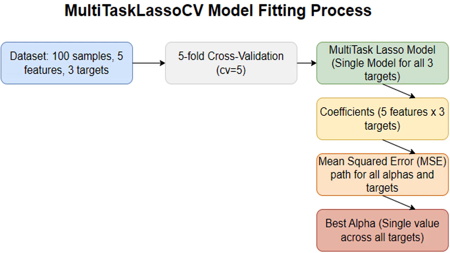I have a dataset with 100 data points. Each data point has 5 features, like weight, height, etc. And 3 things I want to predict, the targets. Think of it like trying to predict a person's weight, height and age given 5 other measurements.